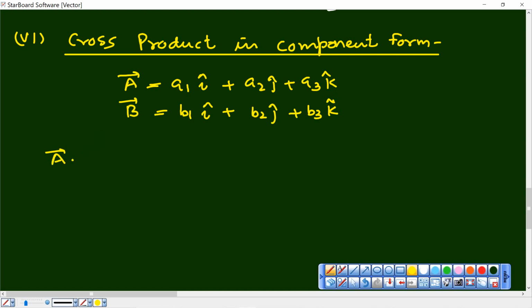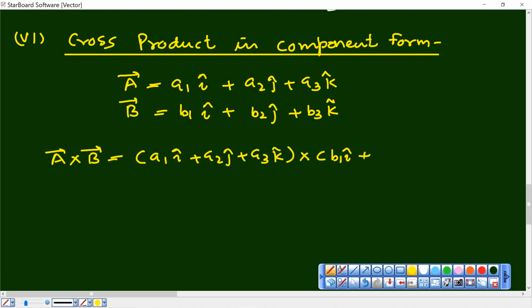We have seen that the cross product as well is distributive. So what is A cross B going to be? A cross B is going to be A1 i cap plus A2 j cap plus A3 k cap, cross B1 i cap plus B2 j cap plus B3 k cap.